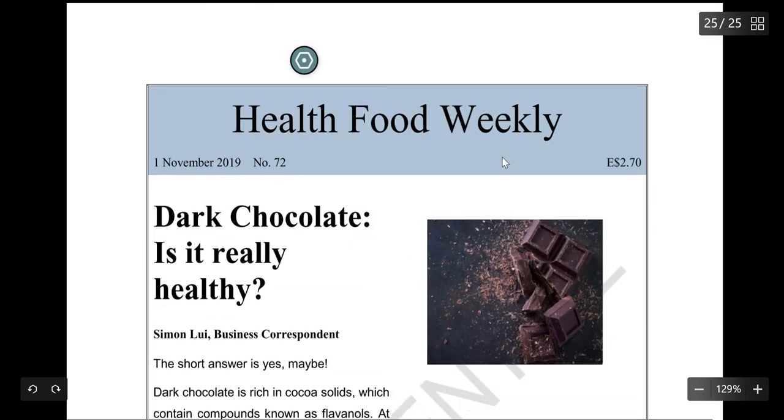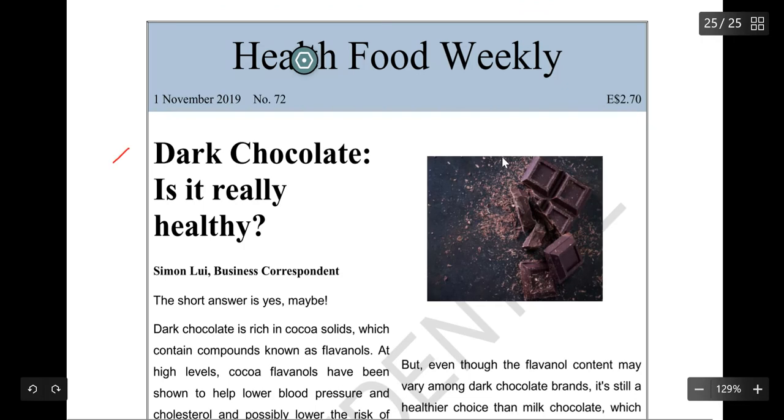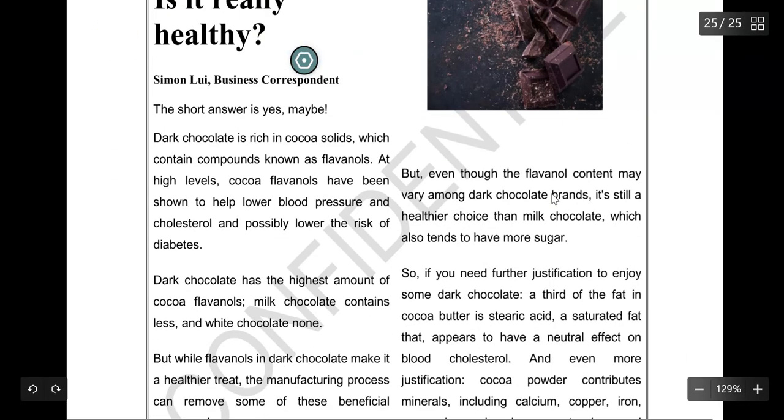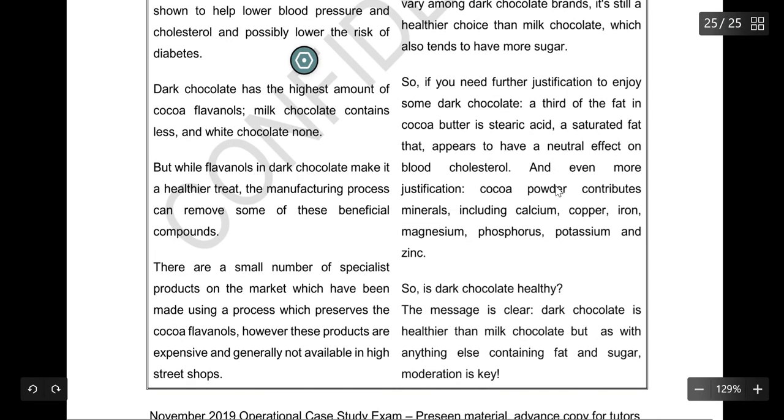And the health and food weekly, it's a very important trigger. This can be a very important thing. The dark chocolate is really healthy. Actually, it's really healthy, but the thing is the sugar content is an issue there. So I want you to just go through this also.